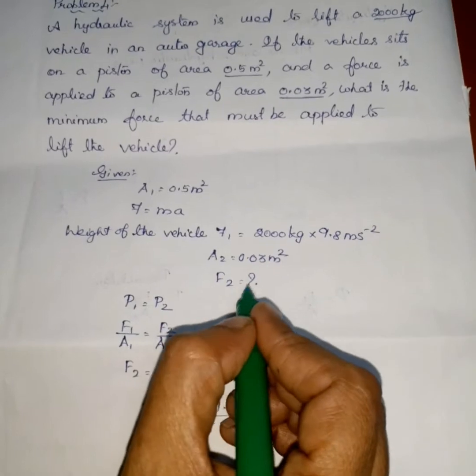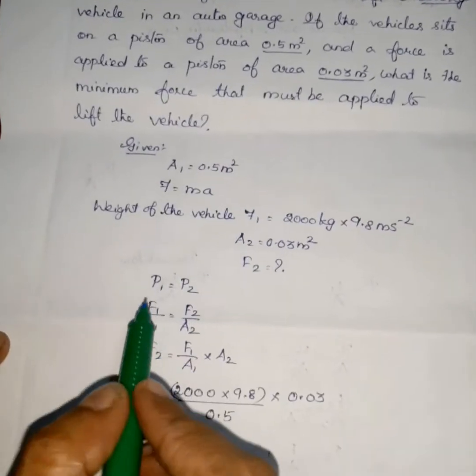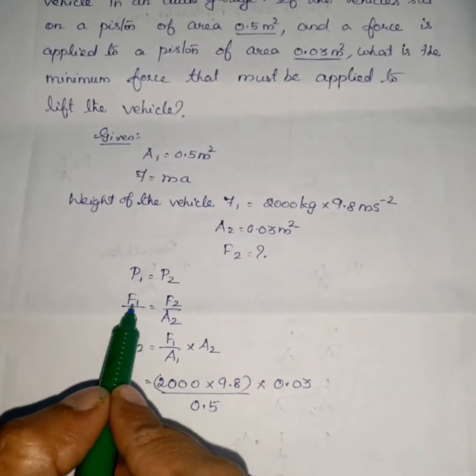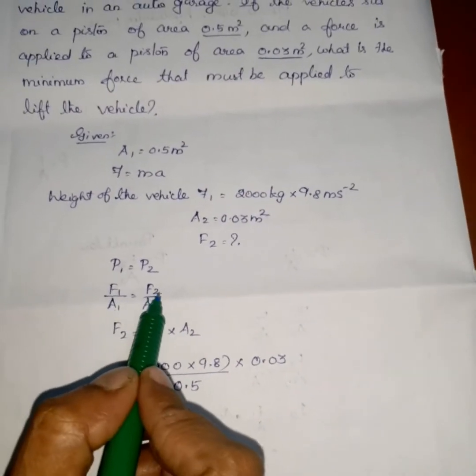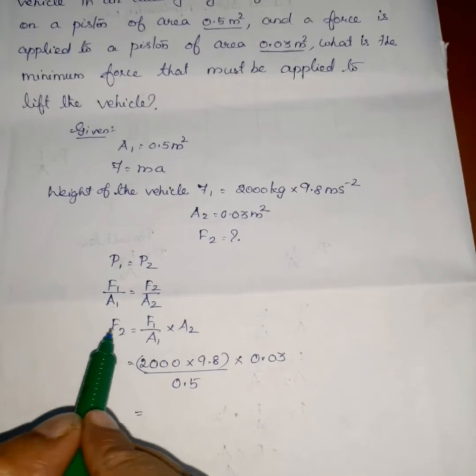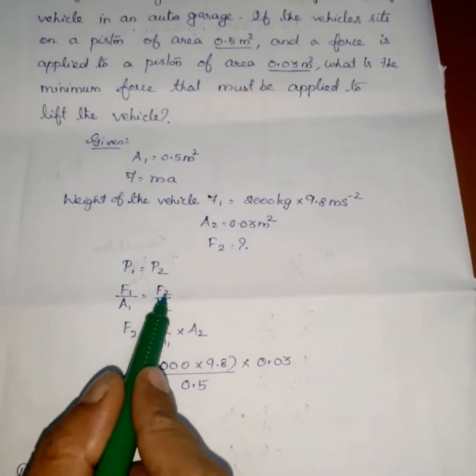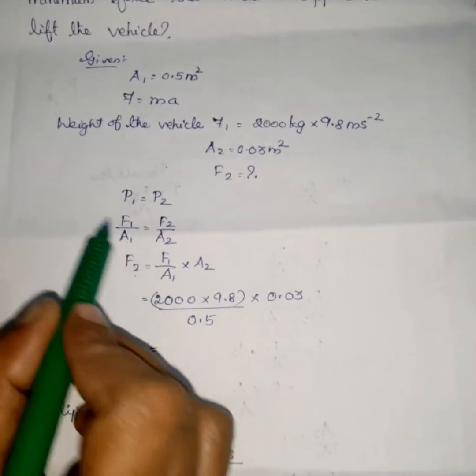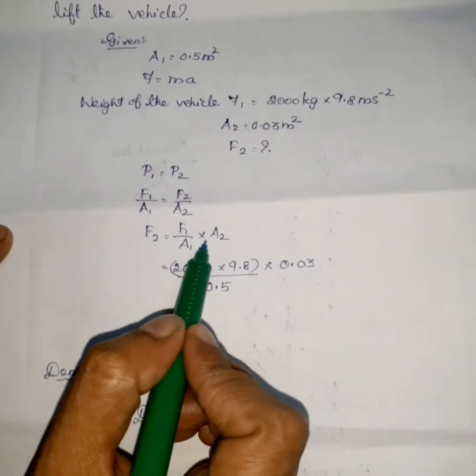So what do you find out? F2. Now you apply the formula. P1 is equal to P2. P is equal to F by A. So F1 by A1 is equal to F2 by A2. Now you consider F2. F2 is equal to, cross multiply, F1 by A1 into A2.